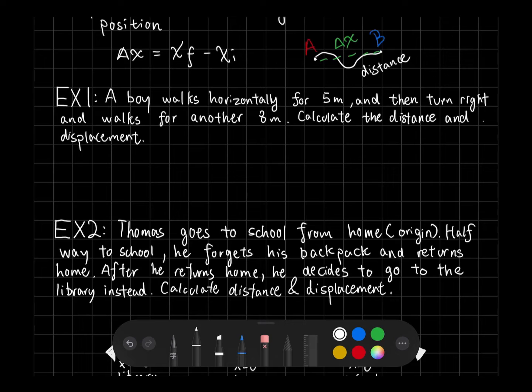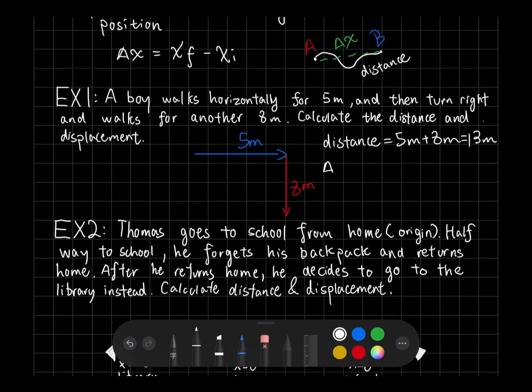So a boy walks horizontally for 5 meters. Let's draw that 5 meters, not drawn to scale though, and then he turns right and walks for another 8 meters. So let's say this is 8. And we're asked to find the distance. So the distance is just equal to 5 meters plus 8 meters, which is 13.